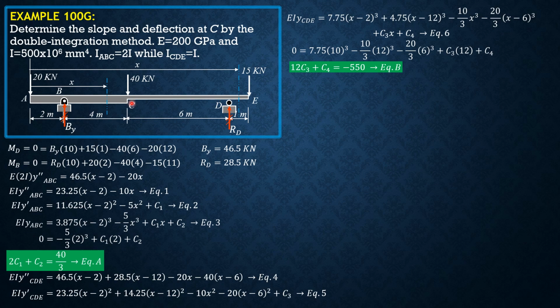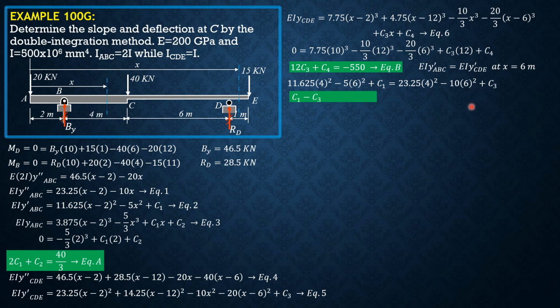Then we now have to equate the slope at C, or EI y prime ABC, in particular when x is 6, equals EI y prime CDE when x is 6. So first here, 11.625 times 4 square, 6 minus 2 is 4, minus 5 times 6 square plus c sub 1 equals 23.25 times 4 square. This is ignored, negative, so minus 10 times 6 square, 0 plus c sub 3. So c sub 3 minus c sub 1 equals, using the calculator, 23.25 times 4 square minus 10 times 6 square plus 5 times 6 square minus 11.625 times 4 square, that is 6. Call that equation C.